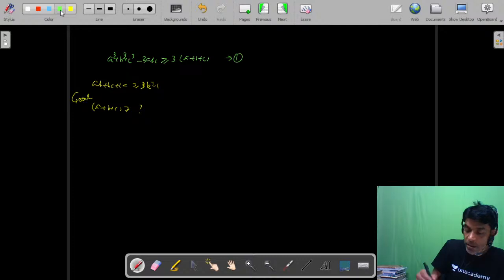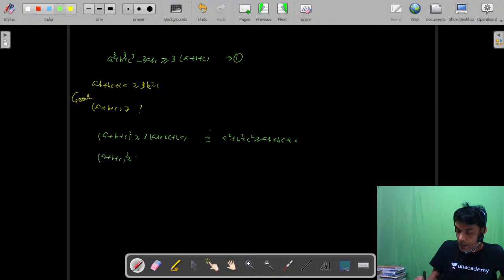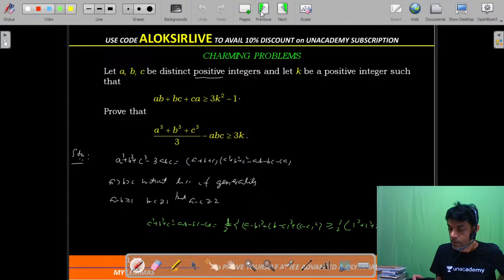So how do I find that? One approach, which does not yield the answer, is to write that (a plus b plus c) squared is greater than or equal to 3 times (ab plus bc plus ca). This is true, because it is equivalent to a squared plus b squared plus c squared greater than or equal to ab plus bc plus ca, which is true. But this does not give you the result, because you get (a plus b plus c) squared greater than or equal to 3 times (3k squared minus 1), and this does not give the correct bound.